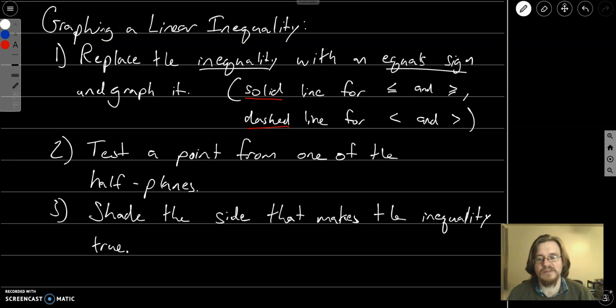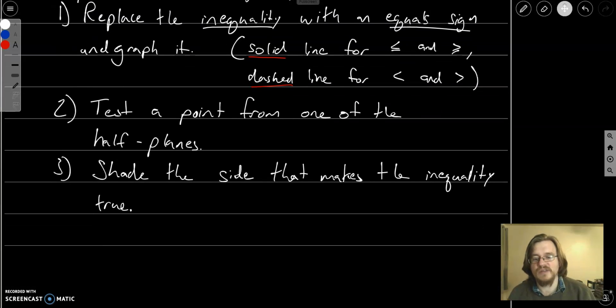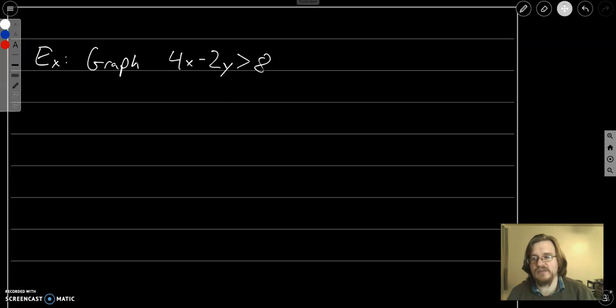Then we test a point from one of the half planes. We'll just plug in some point that's on one side or the other. And once we test that point, we'll know which side of the line the inequality is going to be true on. Is it going to be the one either to the right, to the left, above, or below? We will know which side to shade. So let's go through a couple of examples.